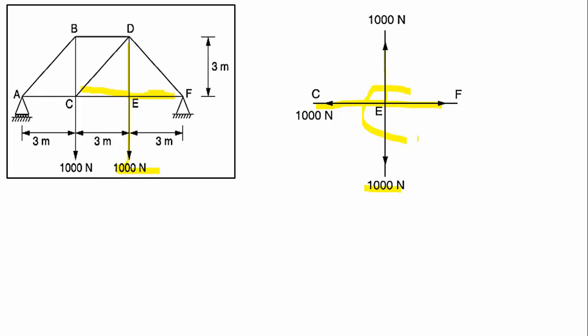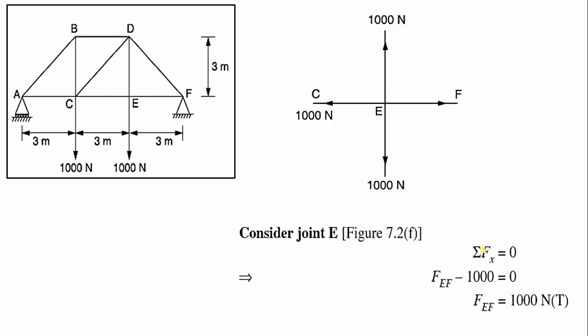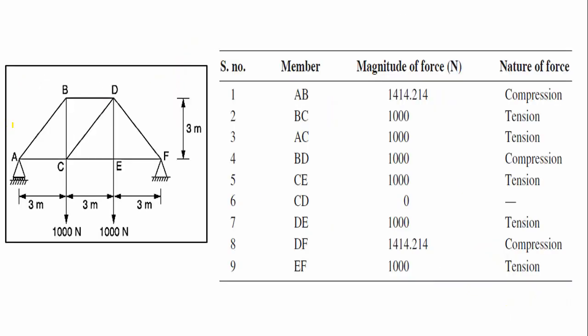Again we will apply conditions of equilibrium to this joint, right? So we will apply summation of Fx is equal to 0, right? So this is FEF, which is moving towards right side, positive FEF. This is moving towards left, therefore it is minus of 1000, that is equal to 0. So therefore FEF is equal to 1000 newtons. Positive means tension, right? So we have calculated the member forces in all the members.